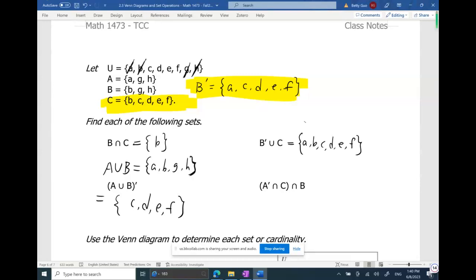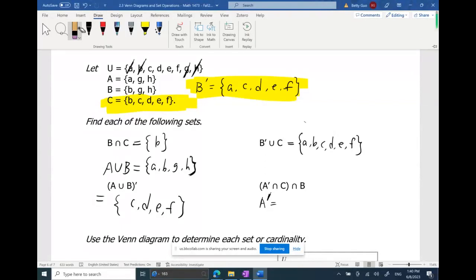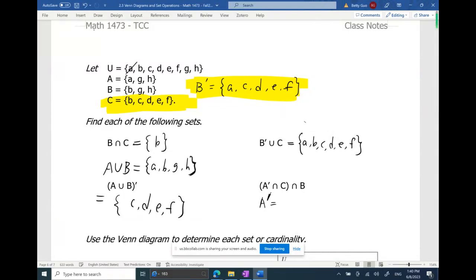The last one, we have A prime intersect C and then intersect B. So we are going to find the A prime first. A prime is the complement of A. It includes all the elements in U but not in A. A has A, G, H. So A prime has B, C, D, E, F. So that is A prime.